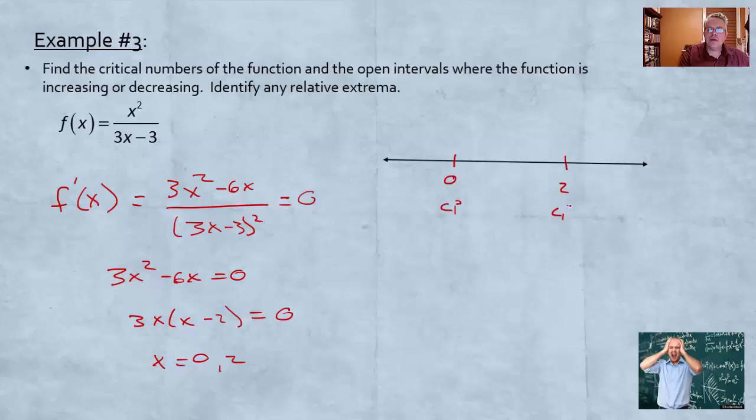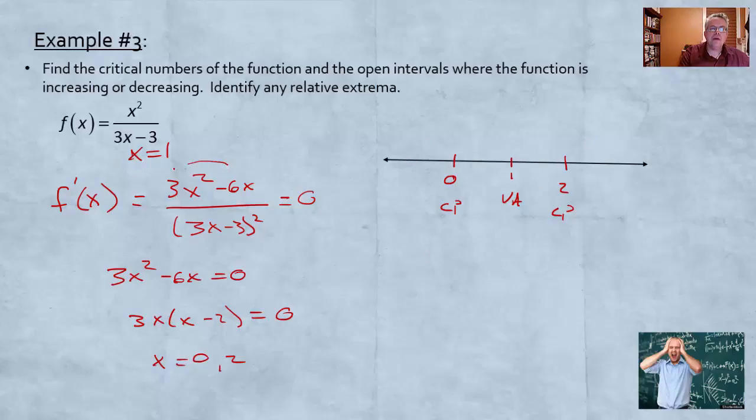But that's not the only place where the function can change directions. There's also a discontinuity in this graph. This function is undefined at x equals 1. If we put 1 into the denominator, we get 3 minus 3, which is 0, which means there's a vertical asymptote there. So at 1, there's a vertical asymptote, and that creates another point where the function can change directions. So we actually have 4 intervals to test.